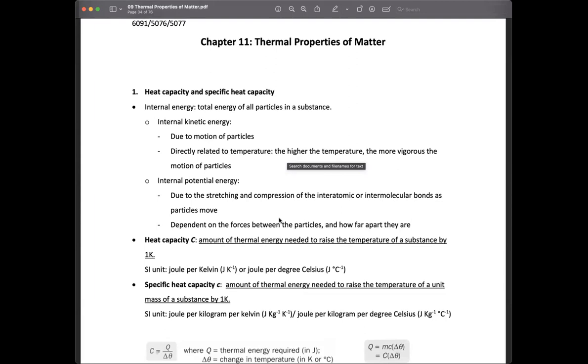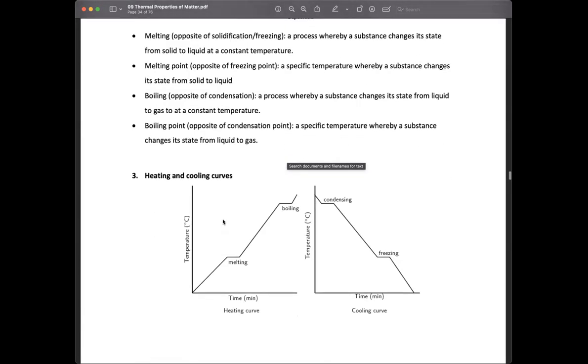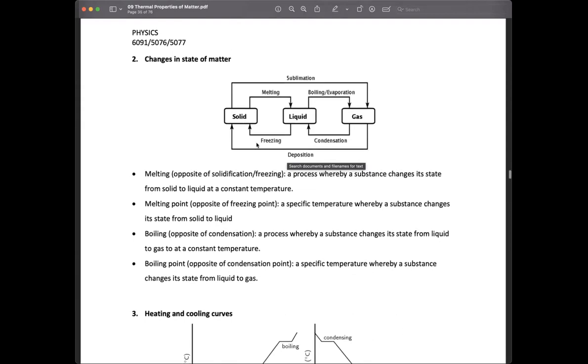Okay, so let me revise. Internal energy consists of kinetic and potential. We talk about specific heat capacity, which is the amount of thermal energy needed to raise the temperature of a unit mass of substance by 1 Kelvin. Okay, change in state, I don't need to go through, you all know this very well. The only thing I did not go through is that from solid to gas is called sublimation, and from gas to solid is called deposition.